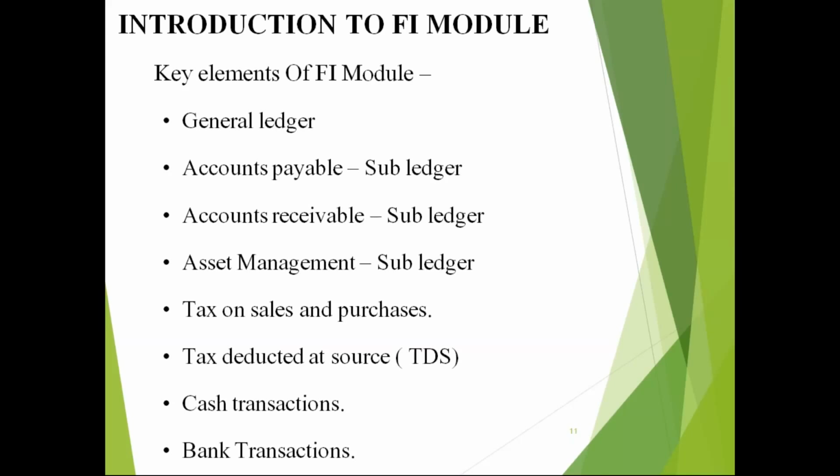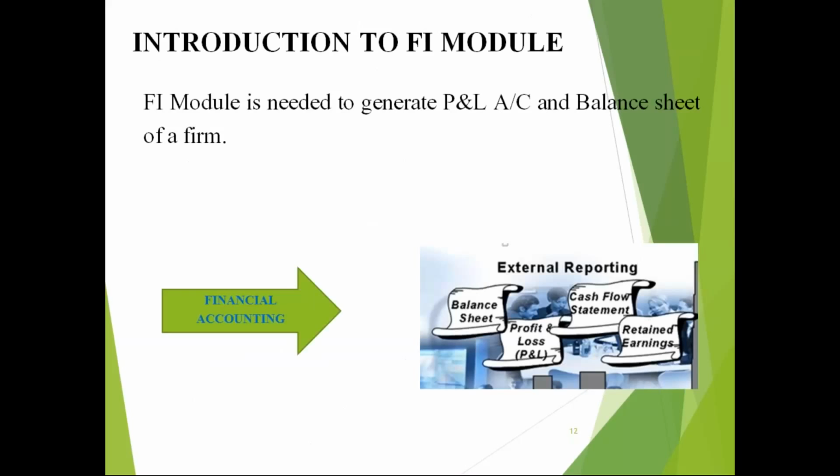Okay. Coming to the FI module, what are the things we are covering under the FI side? We'll be talking about the general ledger. We'll be talking about accounts payable, which in SAP terms we call a subledger. We'll also be talking about accounts receivable, again a subledger, and asset management, again a subledger. We'll talk about what a subledger means after a few slides. We'll also be talking about taxation concepts, cash transactions, and banking transactions as far as the FI part is concerned. But what is the purpose of the FI module? Why do we need to learn the FI module? The primary objective of the FI module is to generate a profit and loss account and a balance sheet.